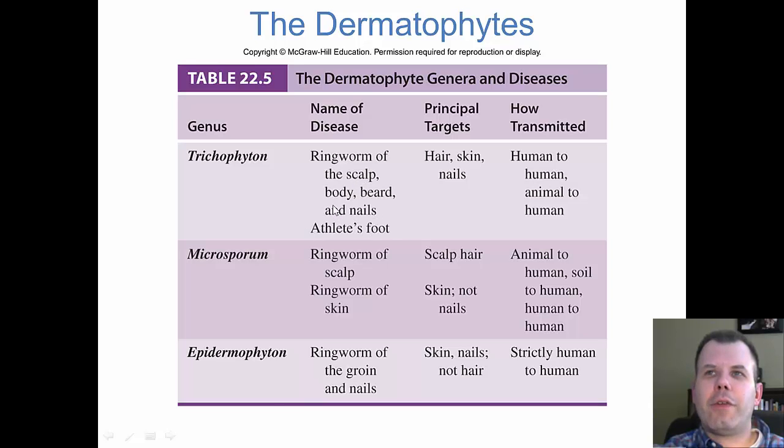Okay, the three most common types are the trichophyton, again, ringworm of the scalp, body, beard, and nails. This is the primary cause of athlete's foot. Where do you find these? The hair, skin, and nails. Typically human to human, sometimes animal to human contact.